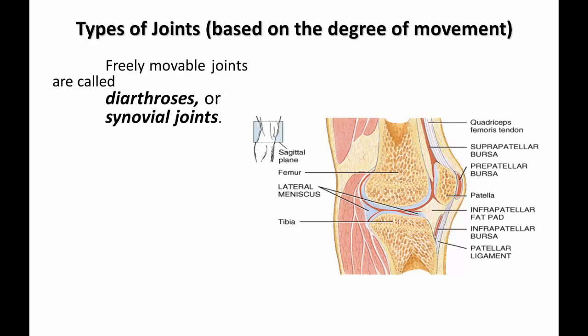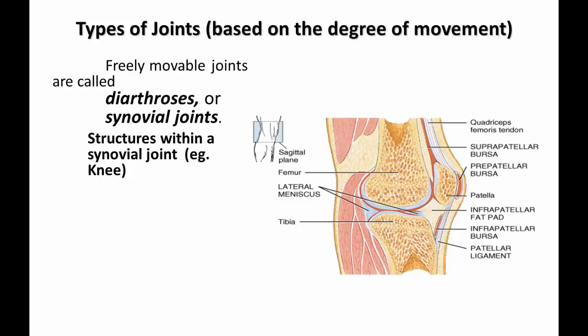So freely movable joints, we're going to call those diarthroses or synovial joints. So that would be like your fingers, shoulders, knees, ankles, things like that are freely movable.